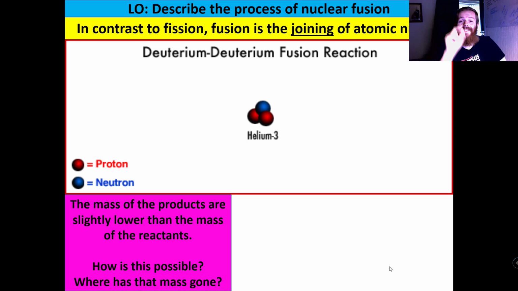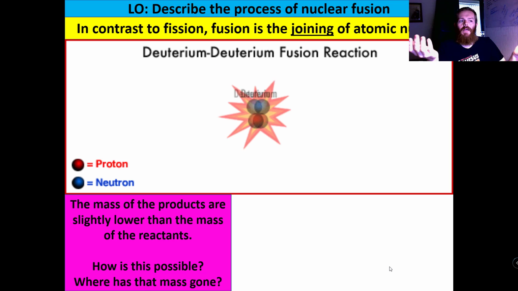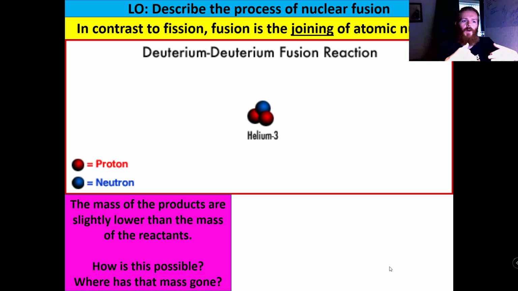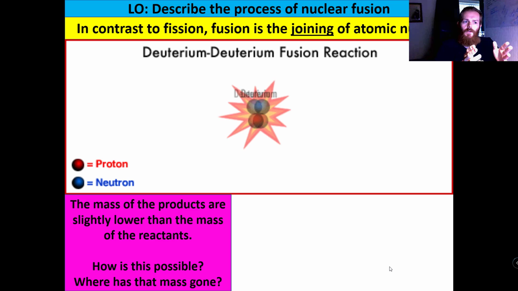3.999999999 something. A tiny, tiny, tiny bit of mass seems to have just disappeared. How is that possible? How is it possible that mass just seems to disappear? Where could that mass have gone? So if you want to pause the video here, do so. Just have a think about where that mass could have actually gone.